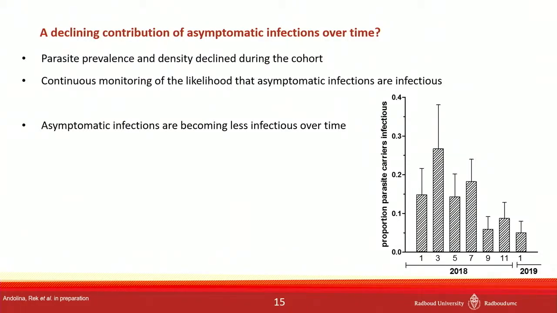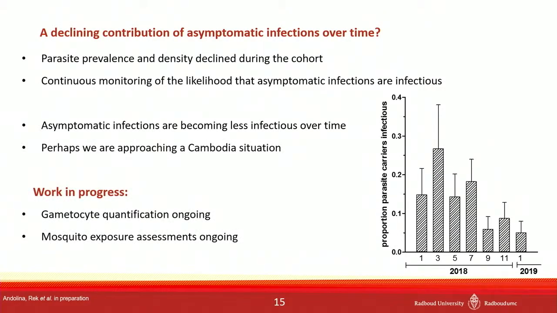If I pool the experiments, there was a moment that more than 25% of all the asymptomatic parasite carriers infected at least one mosquito, and now we're much lower. So these are all parasite positive individuals, but the likelihood that they infect actually declines, just as a function of their parasite density. So perhaps we are approaching a Cambodia situation with huge differences. This is still a population that has immunity, has seen a lot of malaria. We're approaching a situation where asymptomatic infections seem to become less and less infectious.